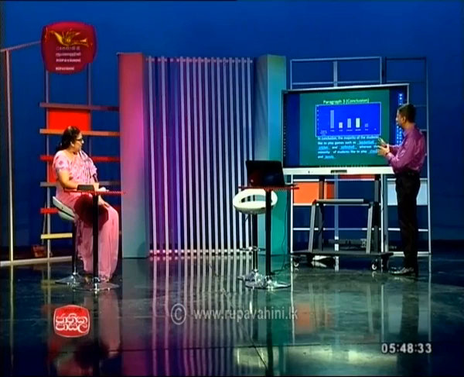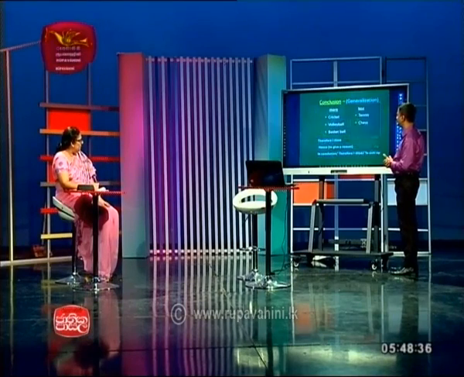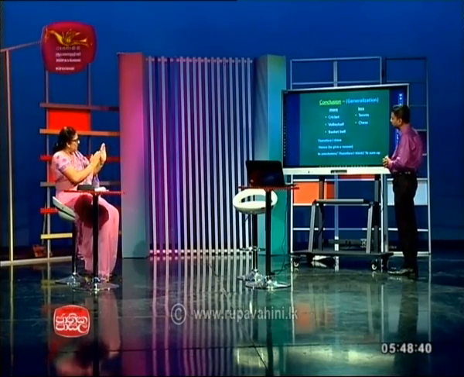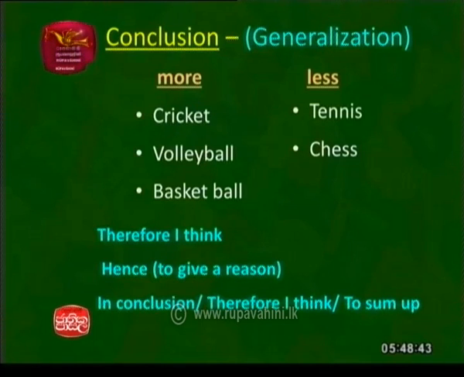Okay. So this is the end of the paragraph. Now this is how you can write the conclusion. See, now take more students prefer cricket, volleyball and basketball. Less tennis and chess. So you can write using therefore, I think, hence and give a reason. In conclusion, we can see students like games like cricket or team games rather than individual or pair games. That's a general idea.